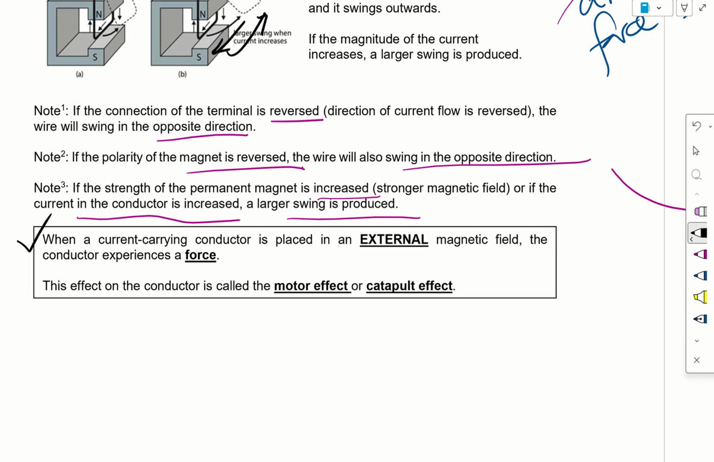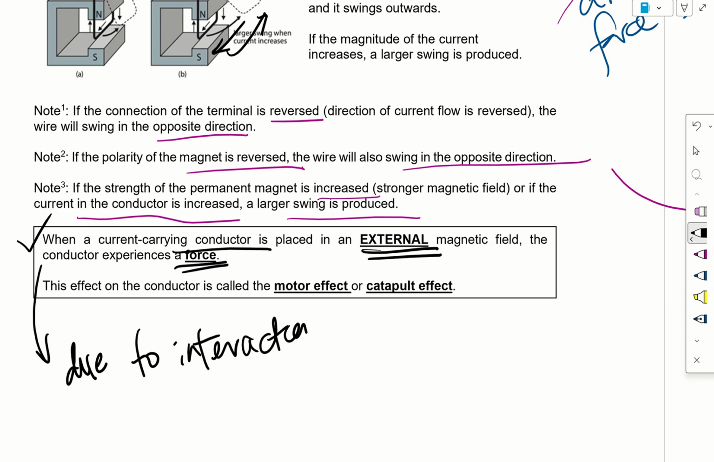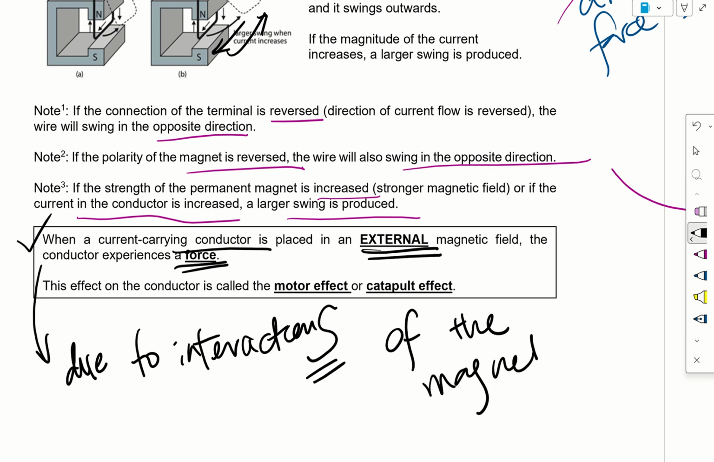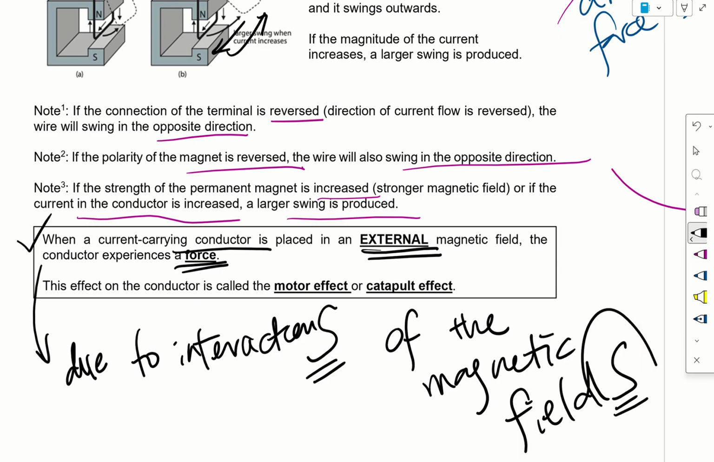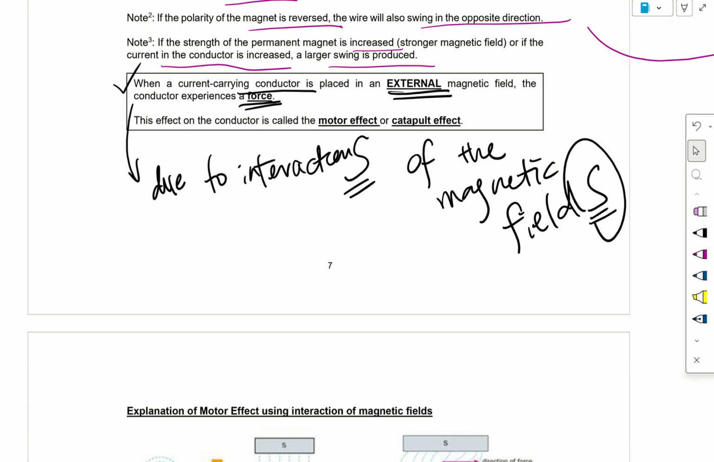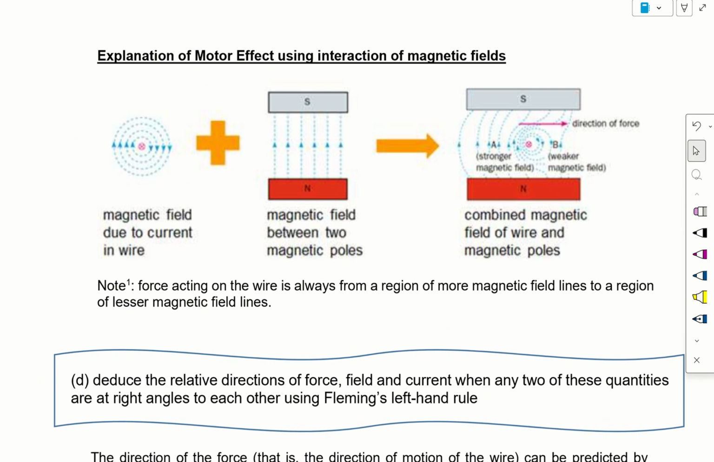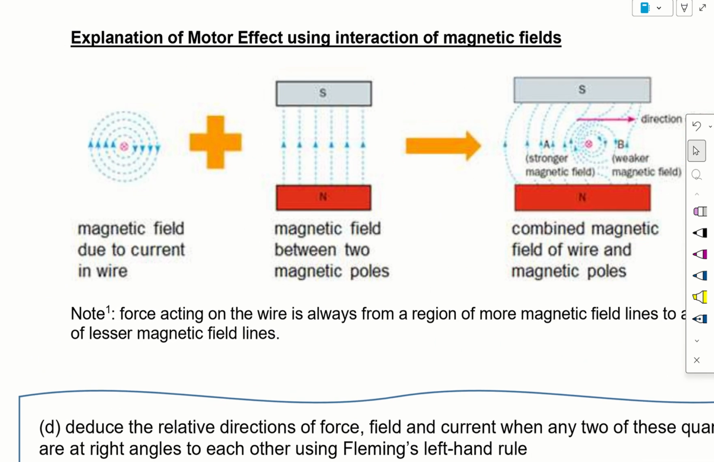When a current carrying conductor is placed in an external magnetic field, the conductor will experience a force due to, this is important, interactions of the magnetic fields. Again, I emphasize the fields. There must be more than one field, and then they will interact with one another. So this is the explanation. Take note, the current is flowing into the page.